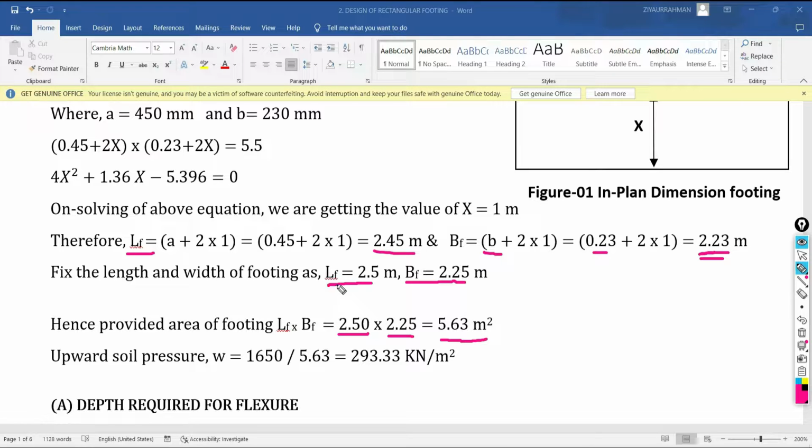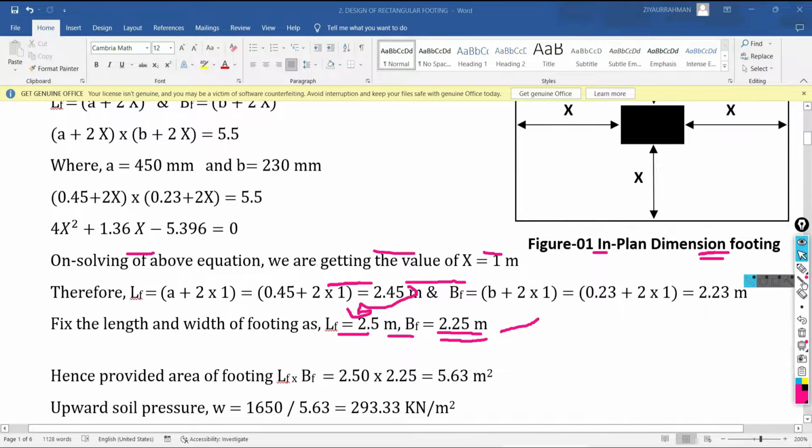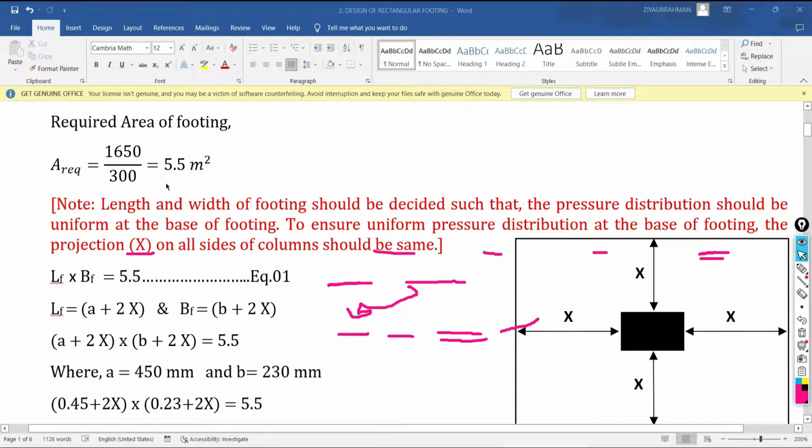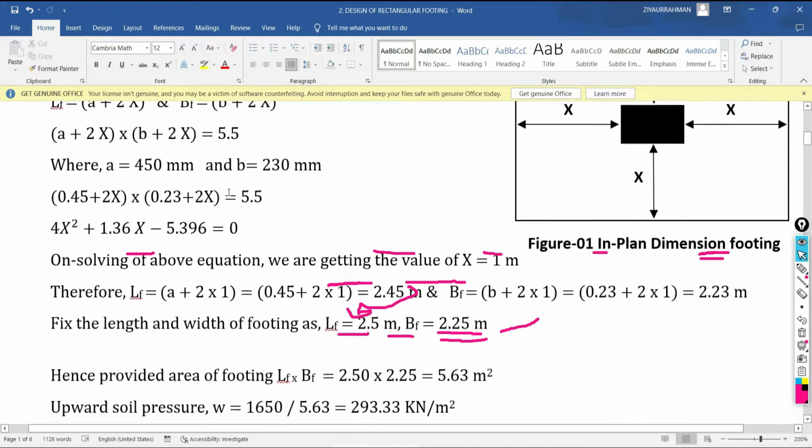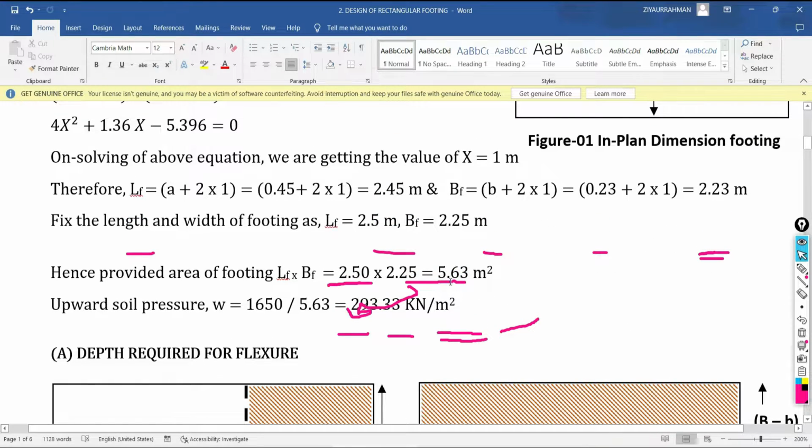These final dimensions of the footing we have to put here and find the final provided area of foundation. So here the final provided area of foundation is 5.63. Now compare this 5.63 provided area of footing with the required area of footing. So how much is the required area of footing? The required area of footing is 5.5 meter square, and the provided area of footing is 5.63.